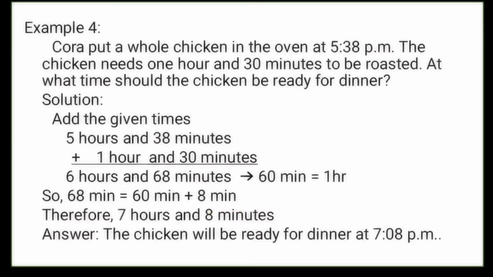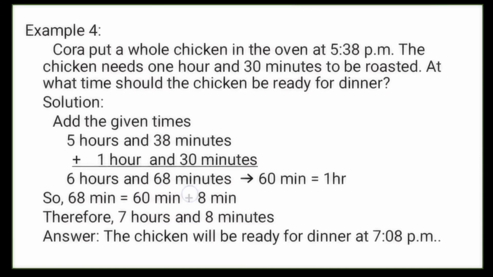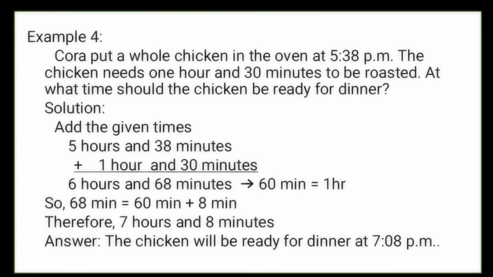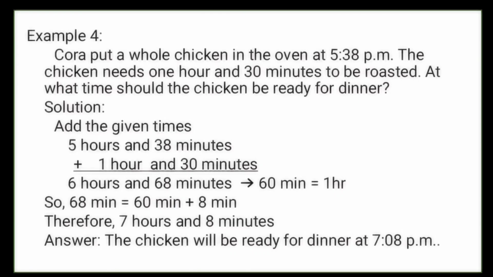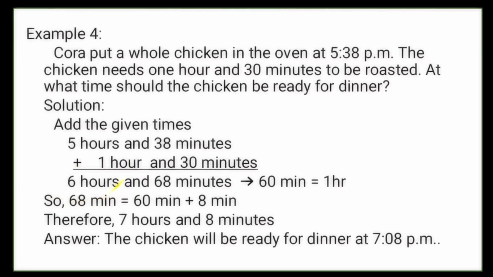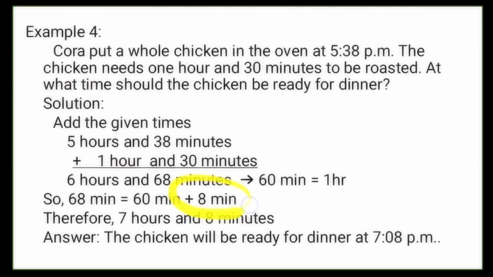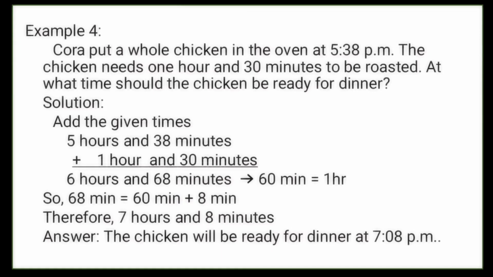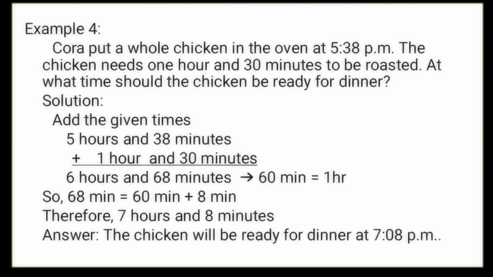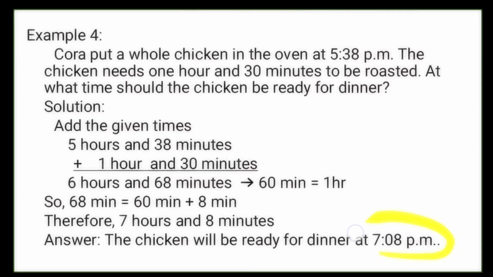In that case, this 60 minutes, we will convert that to hour. Okay, so 60 minutes is equal to 1 hour, and we will change that to hour. So that hour will be added to the obtained 6 hours. So 6 hours plus 1 hour is 7 hours. Then copy the remaining minutes, which is 8 minutes. So we have 7 hours and 8 minutes. Therefore, the answer is the chicken will be ready for dinner at 7:08 p.m.